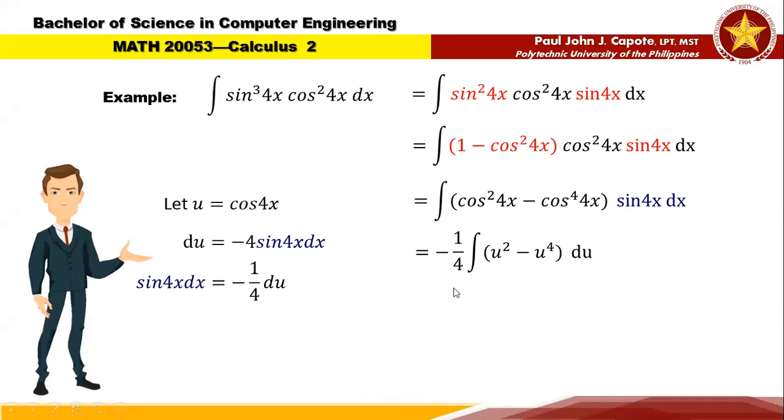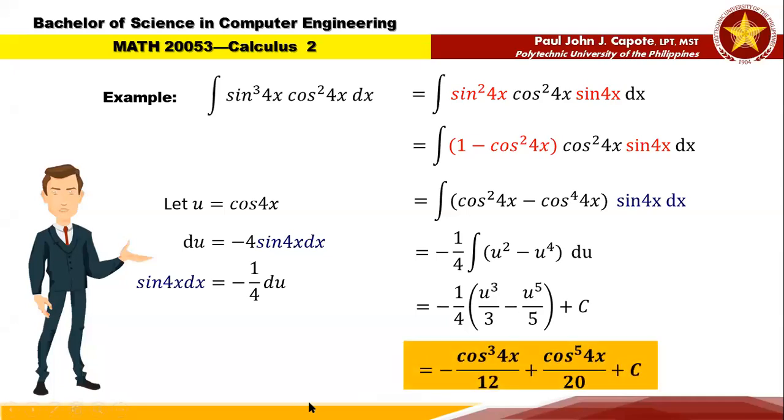And what's next? We'll apply the general power rule. So we have negative 1/4 times the quantity u cube over 3 minus u raised to 5 over 5 plus c. Then distribute, or multiply, negative 1/4 to each term inside the quantity. And so the integral of sine 4x raised to 3 cosine square 4x dx is equal to negative cosine 4x raised to 3 over 12 plus cosine 4x raised to 5 over 20 plus c.